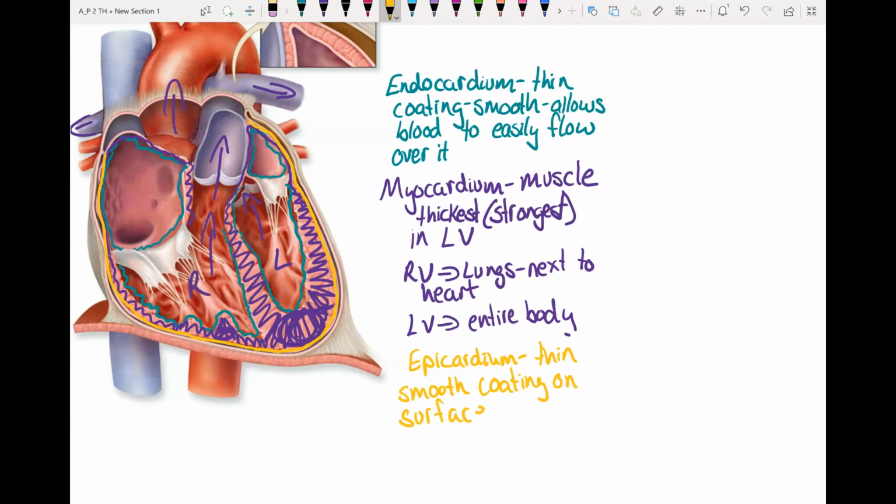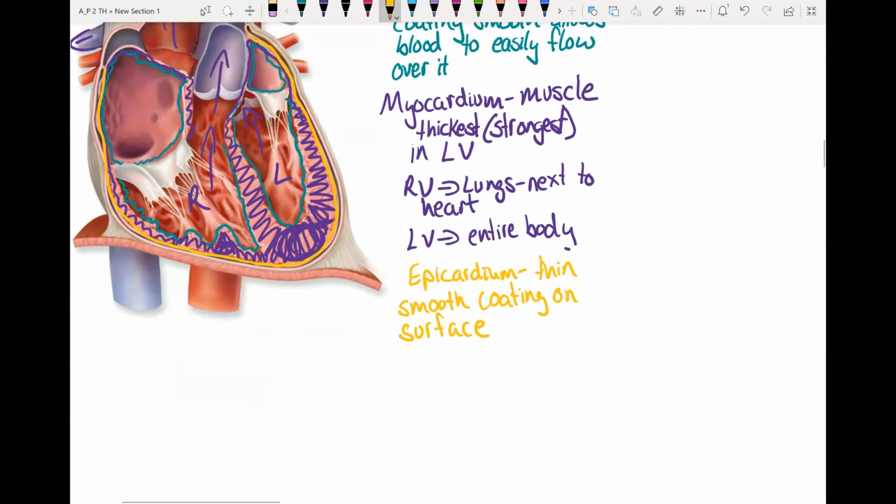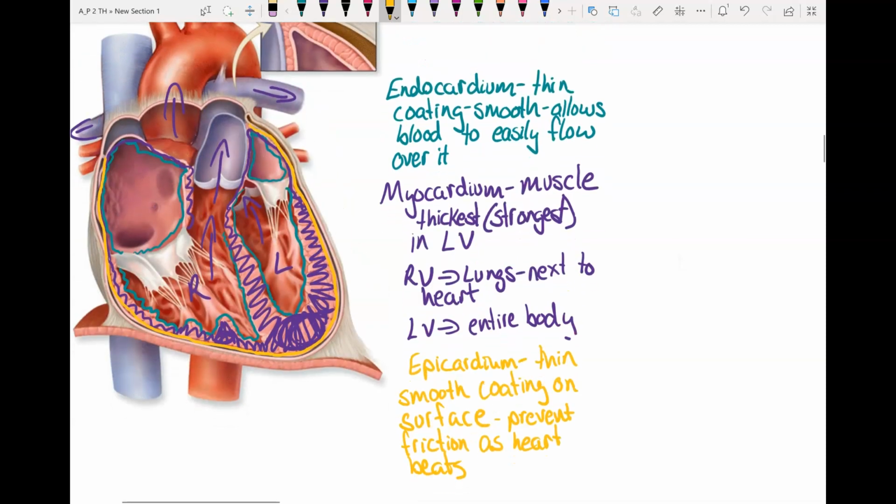And you'll see this in lab when you dissect the heart. You can see that the inside surface and the outside surface are kind of shiny. That's the endocardium and epicardium. And this is smooth because your heart is beating, it's moving, and this is smooth in order to make it easy so you don't get a lot of friction when the heart beats. So that's the 3 layers of the heart.